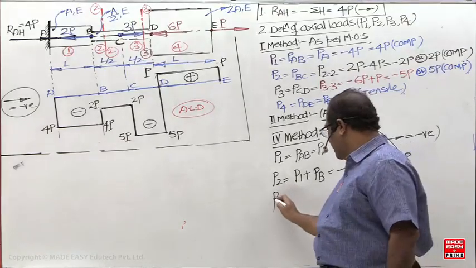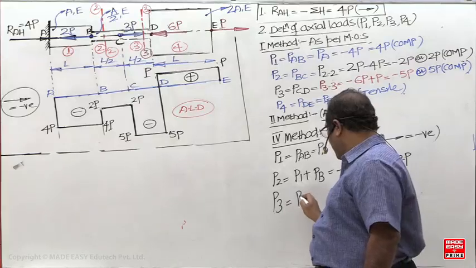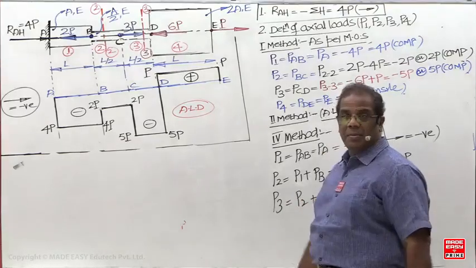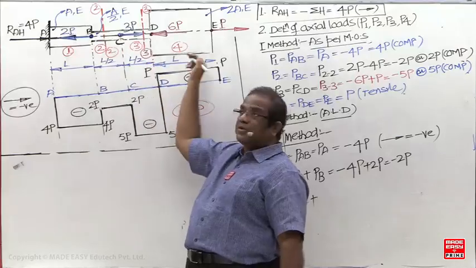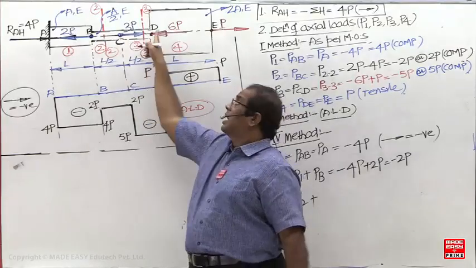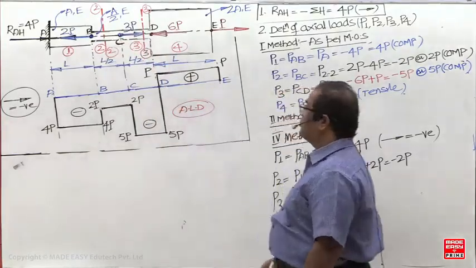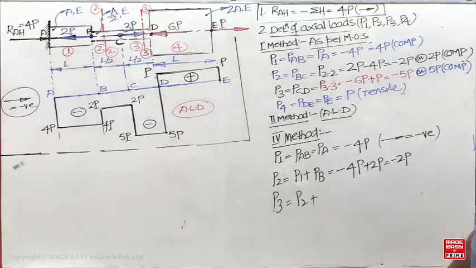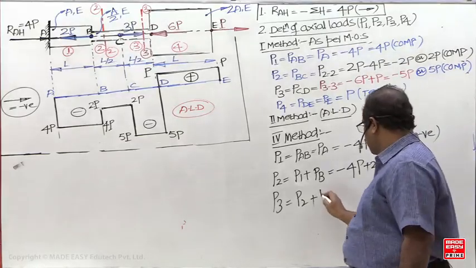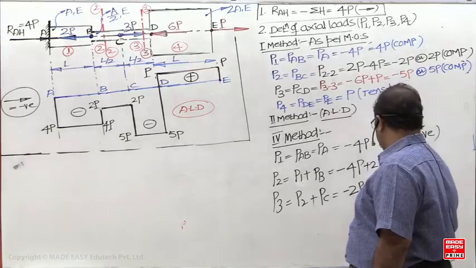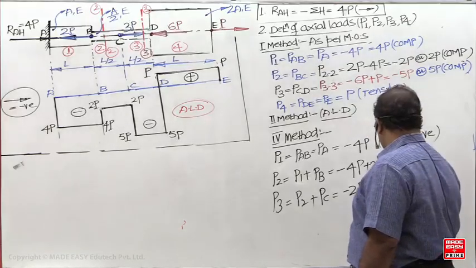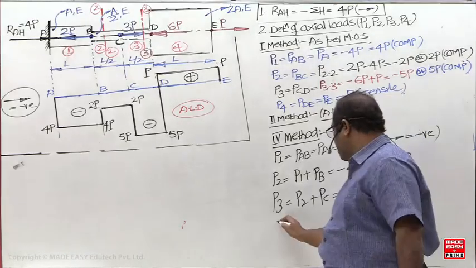Next, what is P3? Previous value. Next, CD member. For the CD member, which is on the left side C, we are going from left to right. Therefore, take the load on the left side, which is C. So what is the load at C? 3P towards the right side. Right side means negative. So minus 2P plus minus 3P, minus 5P.